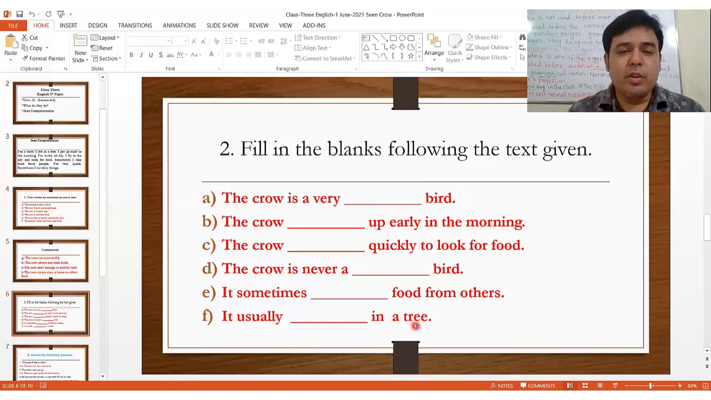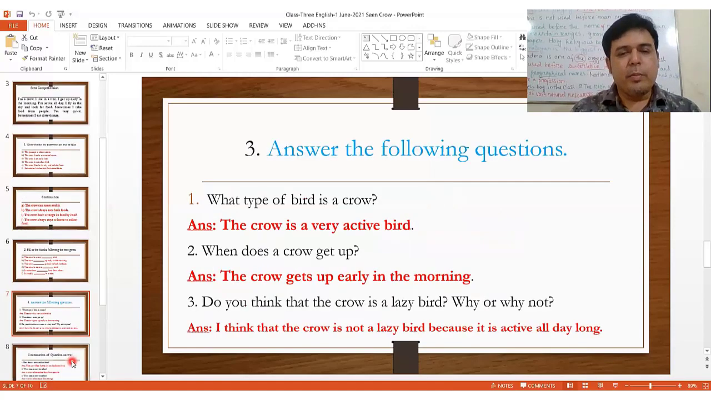So dear students, I hope that you understand that portion very well and you will be able to write that portion in your exercise copy. It will help you to do it properly and perfectly. Now we will do number 3, and that is answer the following questions. Let's check what are the questions and what are the answers.